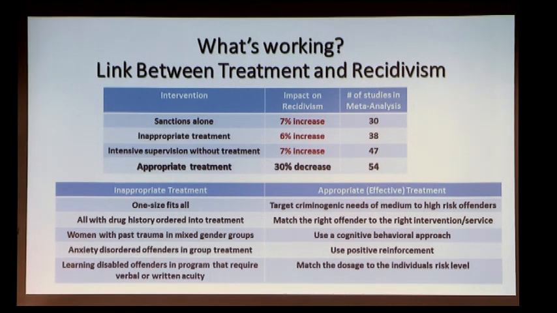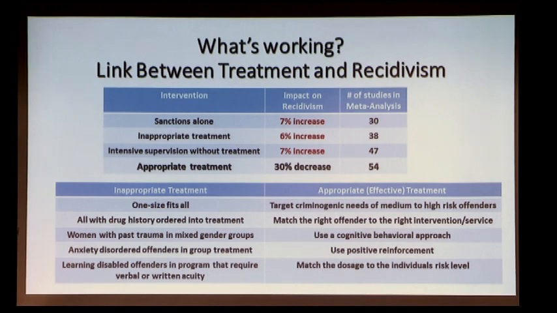So sanctions alone, that could be jail time or prison. We know that based on meta-analysis, so these are the studies of studies, there's 30 studies of studies that say sanctions alone increase recidivism. So if we're going to be sending someone to jail or prison, we shouldn't expect them to change their behavior. Their behavior can actually become worse for a lot of different factors. Inappropriate treatment. So all treatment isn't created equal. It needs to be evidence-based treatment that is provided. So inappropriate treatment also can drive up recidivism rates 6%.